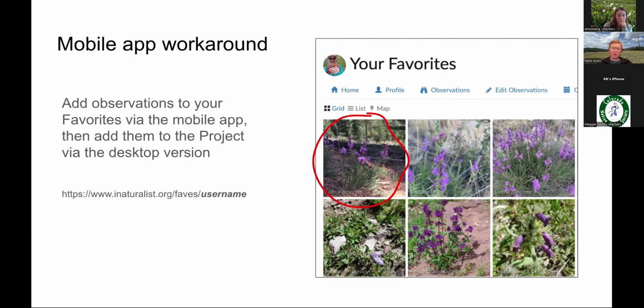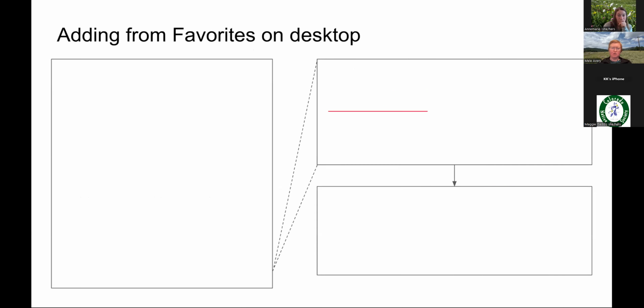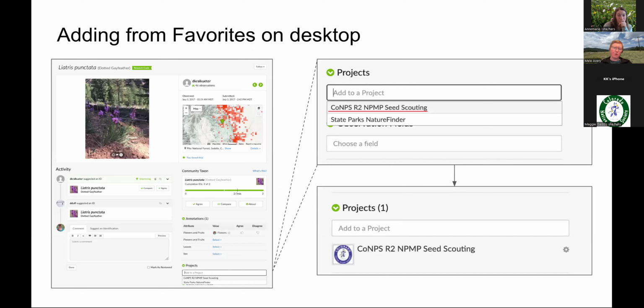And then you would click on this observation in your favorites, and then you would type in, because we've added ourselves to the project, it'll pop up as an option. If you start to type in CoNPS, it will be there. Or you don't actually need to type it in. If you're a member of a project, it will show you the projects that you're a member of, such as I'm also a member of the State Parks Nature Finder, and I could add it to that, but I'm adding it to this one. And at the bottom, you can see here that it has added to the project.